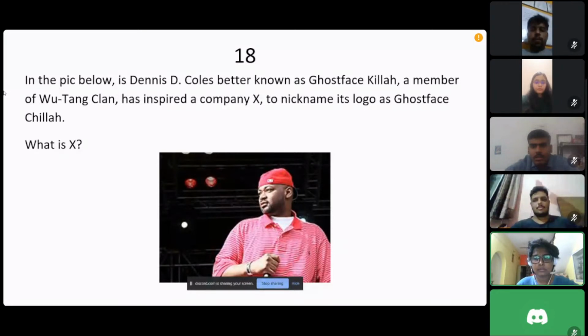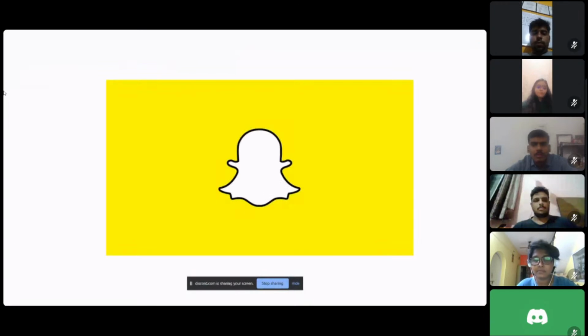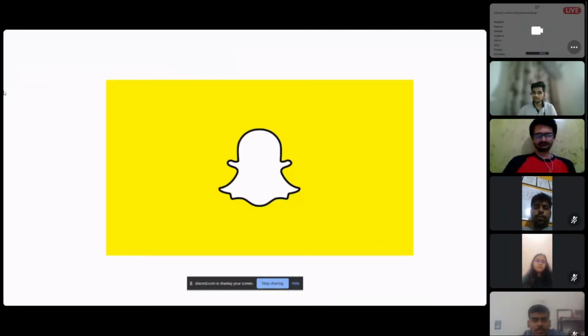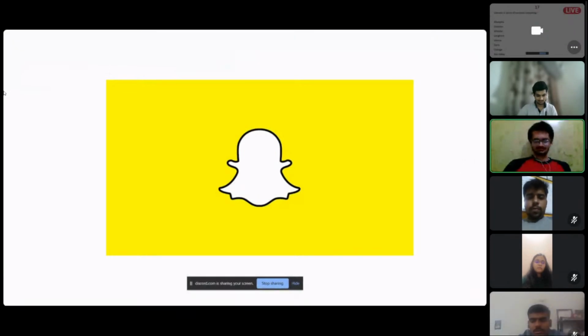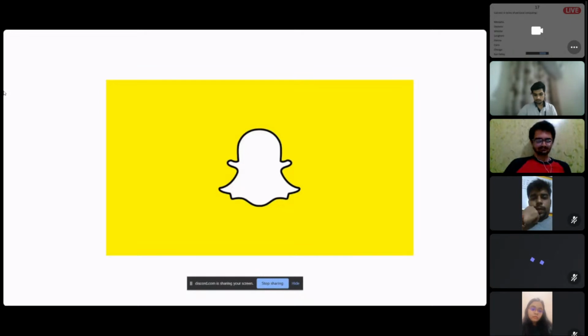Is it Snapchat? Yes, the correct answer is Snapchat. Ghost face. So this is a ghost. I think P1 also pounced, but it was too late, so it will not be considered. We will only consider P7. So P7 pounced correctly, plus 10 for him for this question, and plus 5 for P8. Yes. Next question.